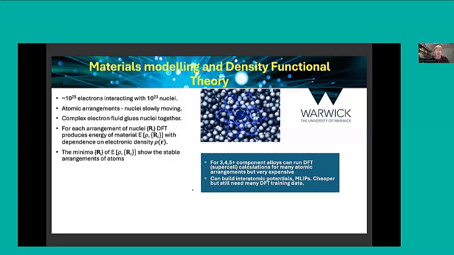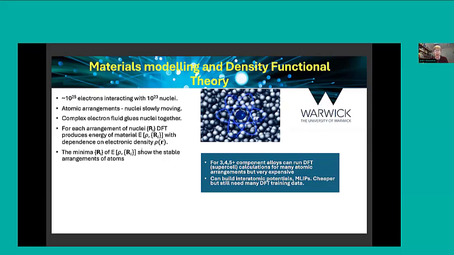The usual approach in this length scale is to make use of the fact that the nuclei are slowly moving in comparison to the electrons. So you typically would imagine freezing those nuclear positions and then solving the electronic problem. And then you investigate how this complex electron fluid glues the nuclei together. And then what density functional theory will do is produce an energy, the internal energy of the material for that proposed arrangement of nuclei, along with its dependence on the electronic density. And then you want to investigate the minima of this energy to find out the stable arrangements of the atoms.